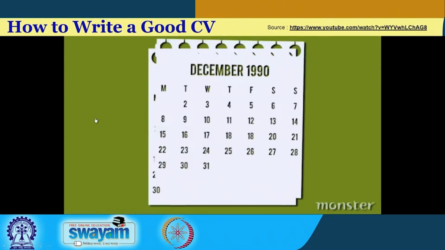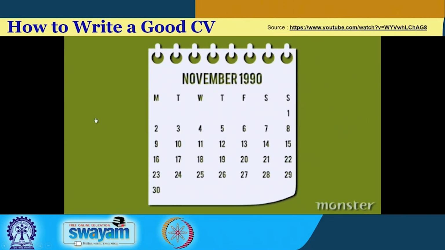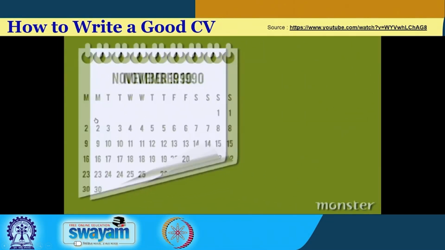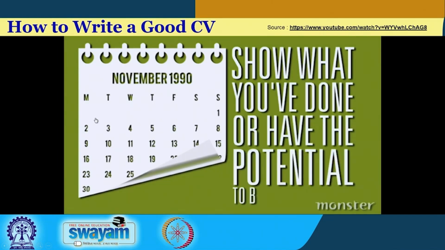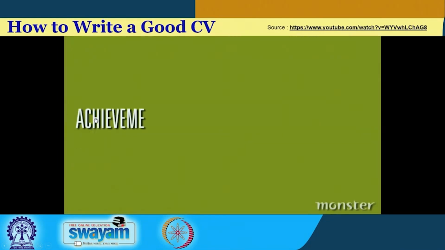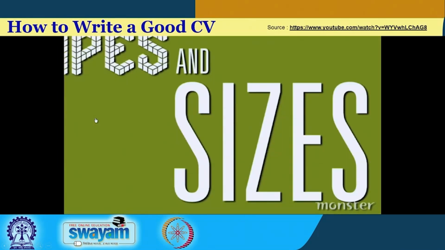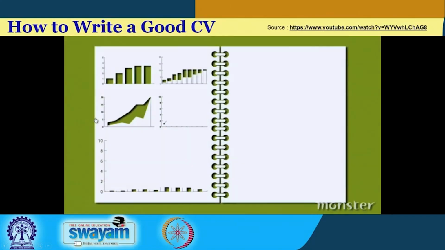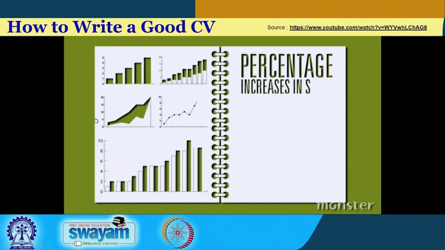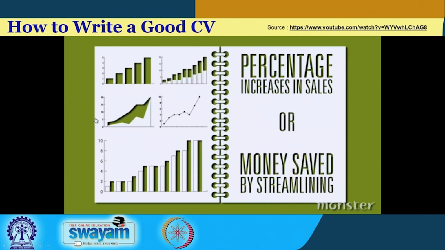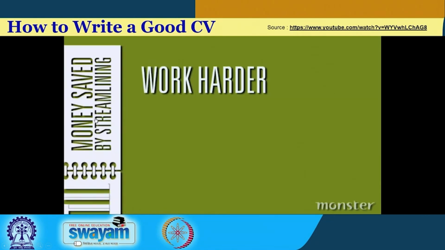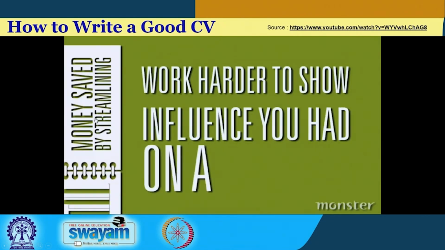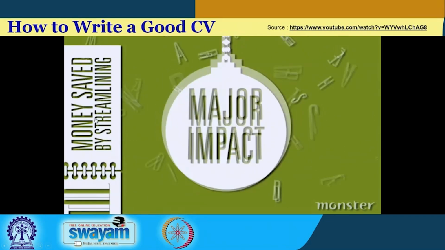Whether you have 2 months or 20 years worth of experience, the rules are the same. Show what you've done or have the potential to bring to the table. Achievements come in all shapes and sizes and are different for every job. For some, you will be able to show concrete evidence such as percentage increases in sales or money saved by streamlining. For others, you will need to work harder to show that the influence you had on a project or task made a major impact.